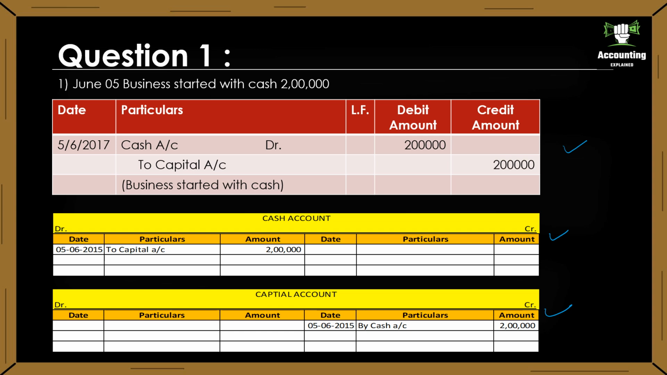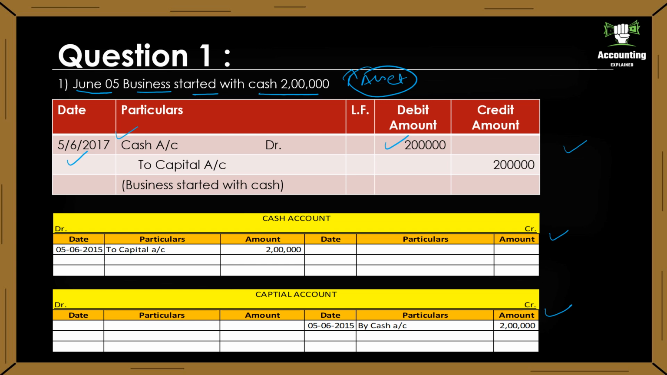First transaction is June 5. Business started with cash. When you start business with cash, your asset increases. What is that asset that increases? Cash. So on 5th June 2017, cash account debit 2 lakh rupees.